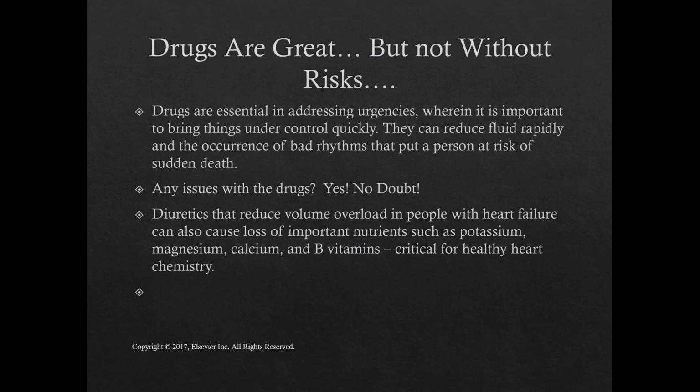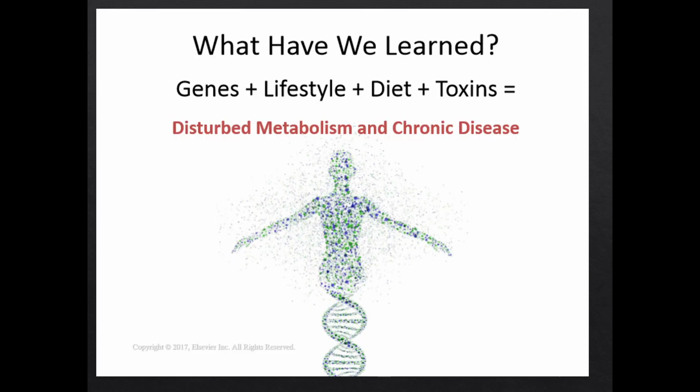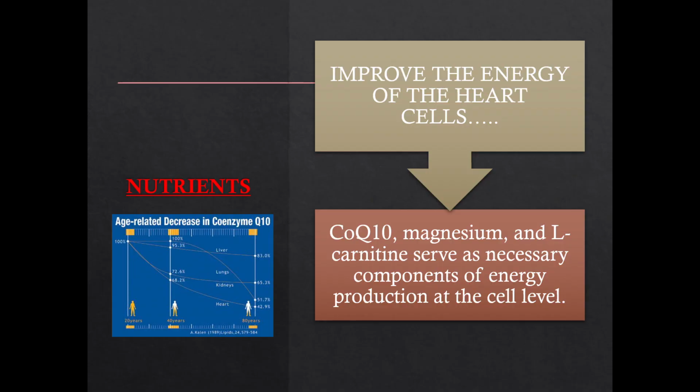So drugs are great, but they're not without risks. Especially potassium, magnesium, most diuretics deplete you of more than just potassium. And so we know that genes play a role, lifestyle plays a role, diet plays a role, toxins may play a role, especially in hypertension, right?